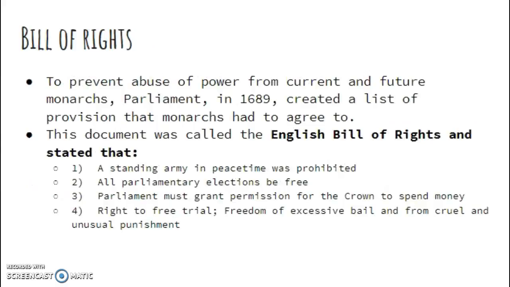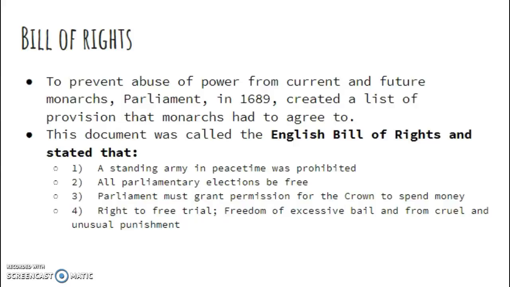Bill of Rights. This was intended to prevent the abuse of power from current and future monarchs. Parliament, in 1689, created a list of provisions that monarchs had to agree to. This document was called the English Bill of Rights and stated that a standing army in peacetime was prohibited, all parliamentary elections be free, Parliament must grant permission for the Crown to spend money, and right to free trial, freedom of excessive bail, and from cruel and unusual punishment.